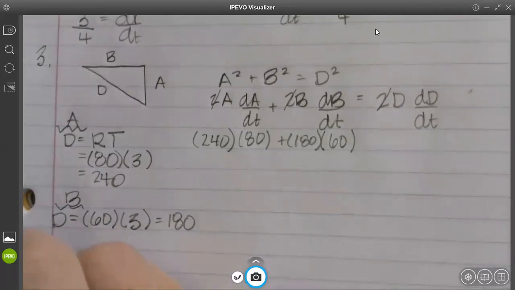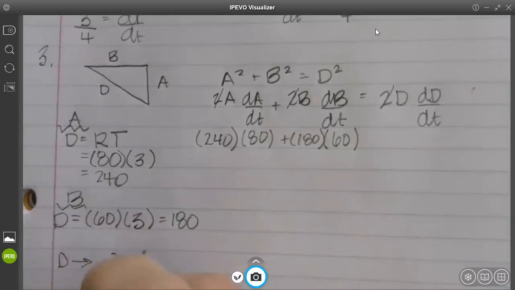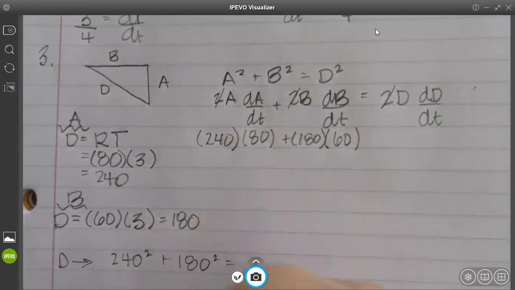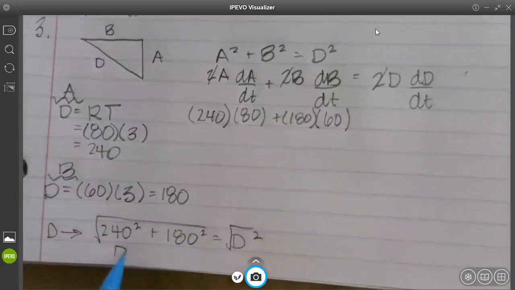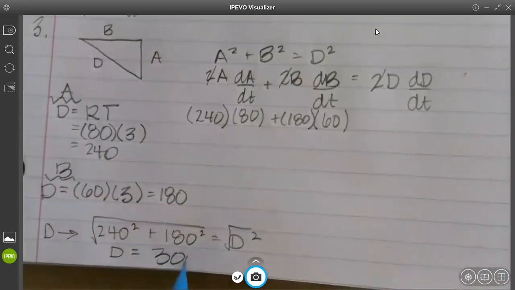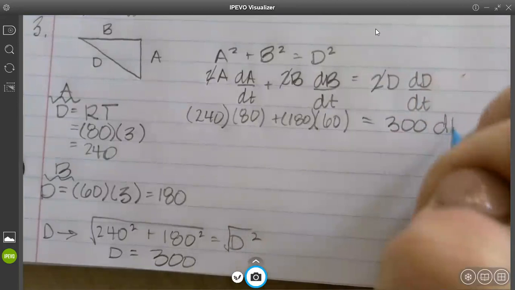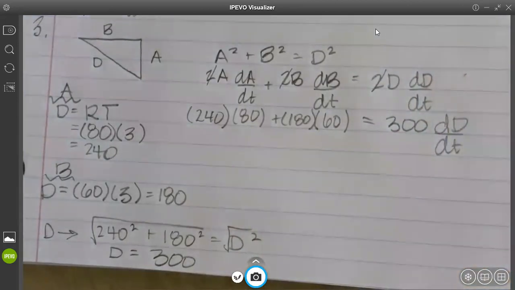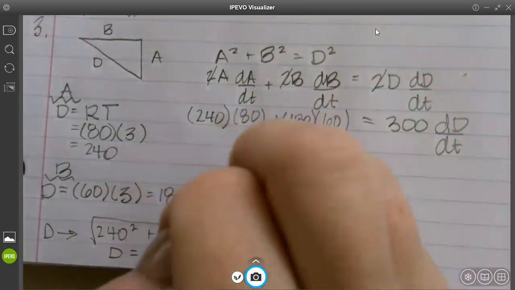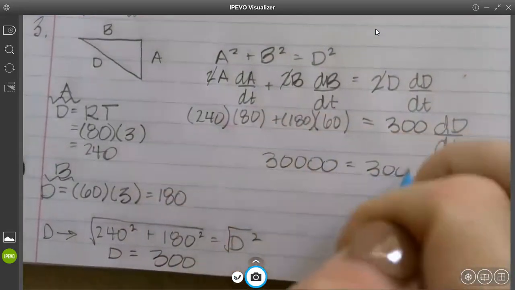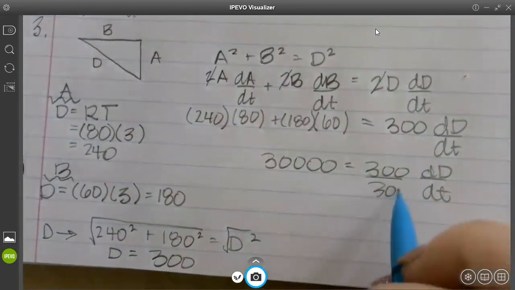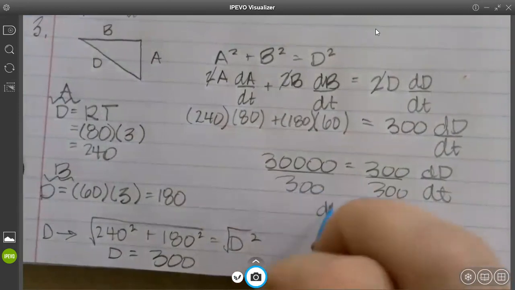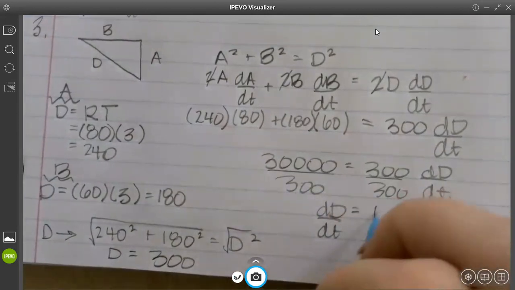Pythagorean theorem. So to find D, you're going to do A squared plus B squared equals your distance squared. You're going to take the square root of that. You will get that your D is 300. Put this one side all in your calculator, you get 30,000 equals 300 dD over dt. How do I solve? I get dD over dt equals 100.